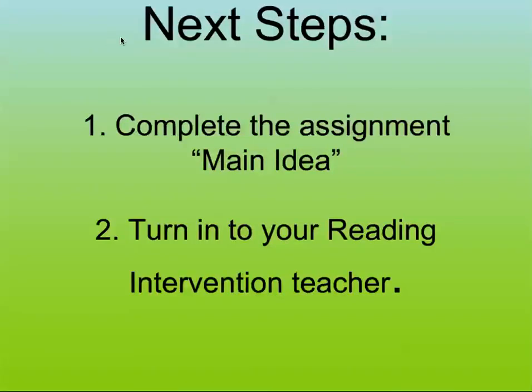All right, what are the next steps? What you're going to do now is you're going to complete the assignment, main idea. It's the printable attachment connected to the recording. If you haven't already printed it, make sure you print that and complete that assignment on main idea and details. Then you will either take a picture of it and email it, or scan it and email it to your reading intervention teacher, and then you will receive credit for this makeup session.